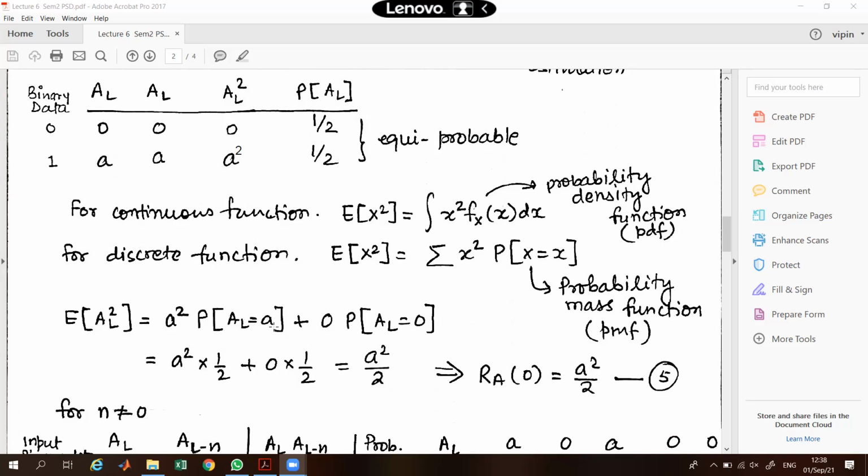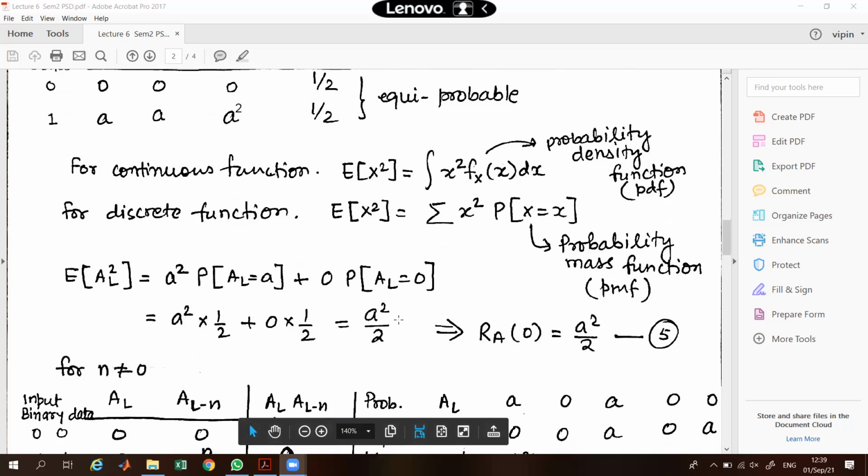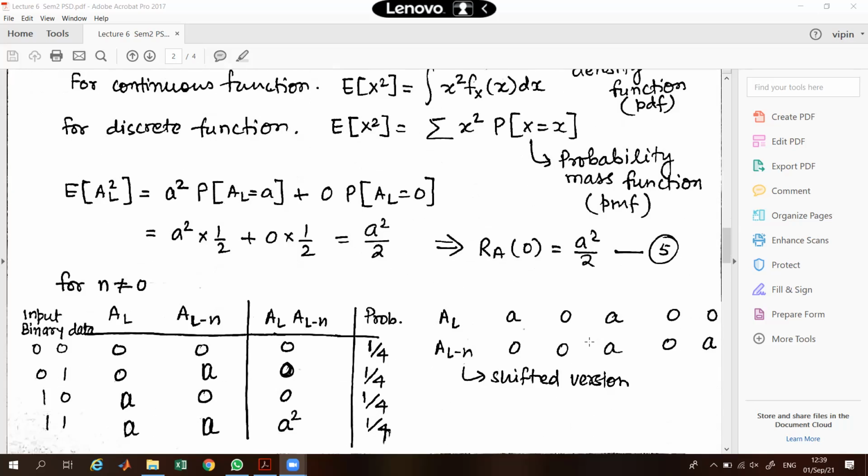Now when A_n equals A, the probability is half. When A_n equals 0, the probability is half again. But this term is 0 because A_n square is equal to 0. So we can say the expectation will be A square divided by 2, or we can say that the autocorrelation at n equals 0 will be A square divided by 2.